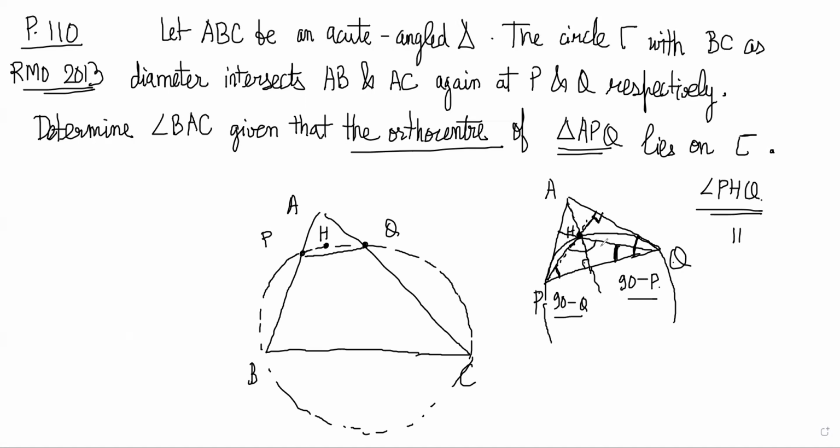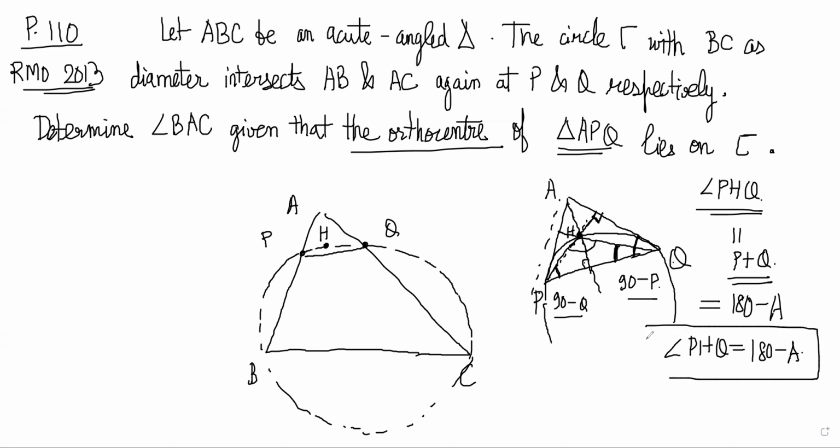So this angle must be P plus Q, because then only the angles of the triangle will sum up to 180. Now think about it. P plus Q is what? In triangle APQ, P plus Q is clearly 180 minus A. Right? So what we have gotten is angle PHQ is equal to 180 minus A. This is the first fact that we know.